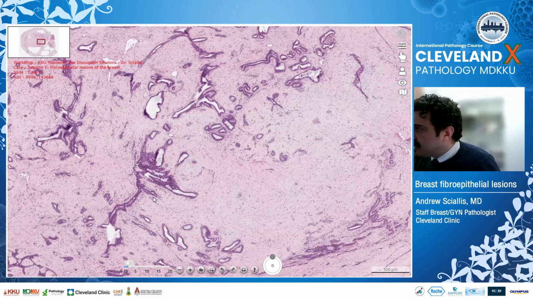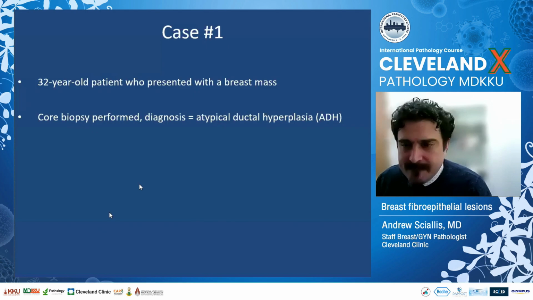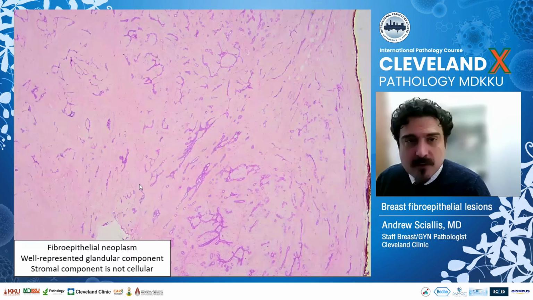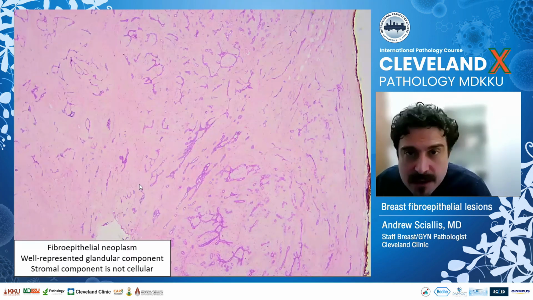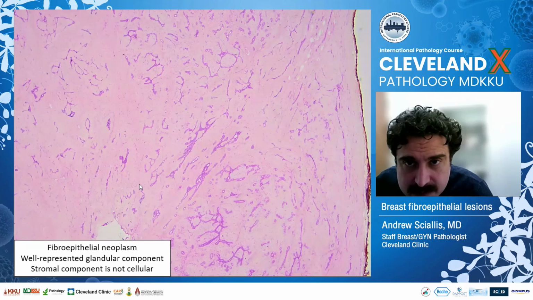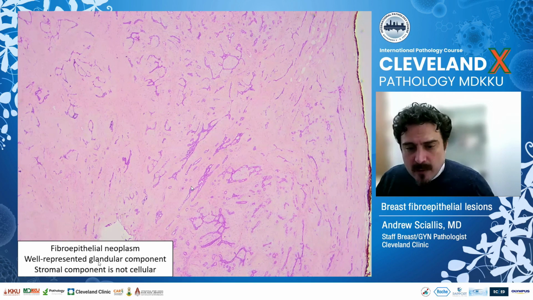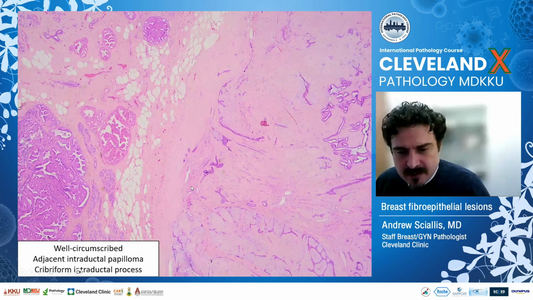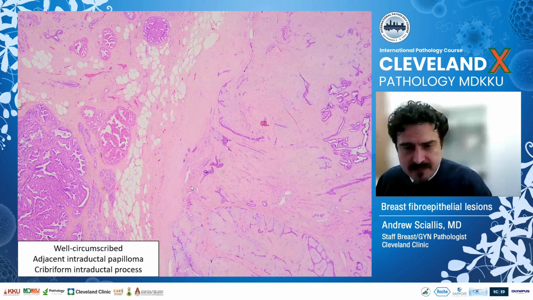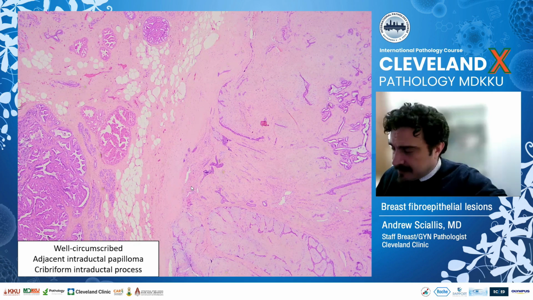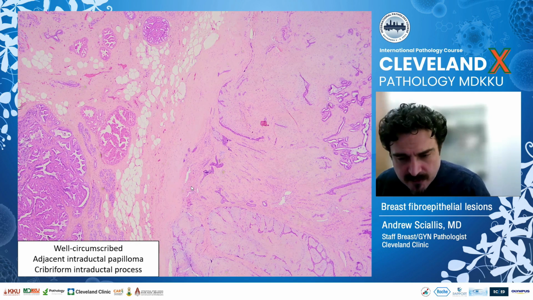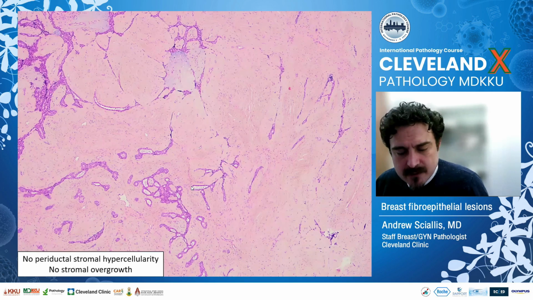So just to go over the salient points in this case, here we have, oops, a daisy, we have a well-represented glandular component. The stromal component is not cellular. It's very well circumscribed. Right next to it is the more interesting part of the case, a cribriform intraductal process. No overgrowth, no periductal stromal hypercellularity.